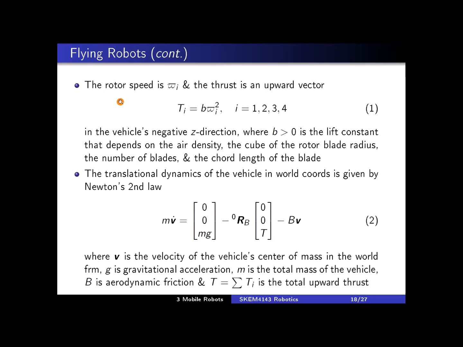The rotor speed is omega i, as I've said earlier, and the thrust is an upward vector. The equation that gives us the relationship between the thrust and the omega is given by equation 1, where Ti is b multiplied by omega i squared. So because we have T1, T2, T3, T4, T1 is b multiplied by omega 1 squared.